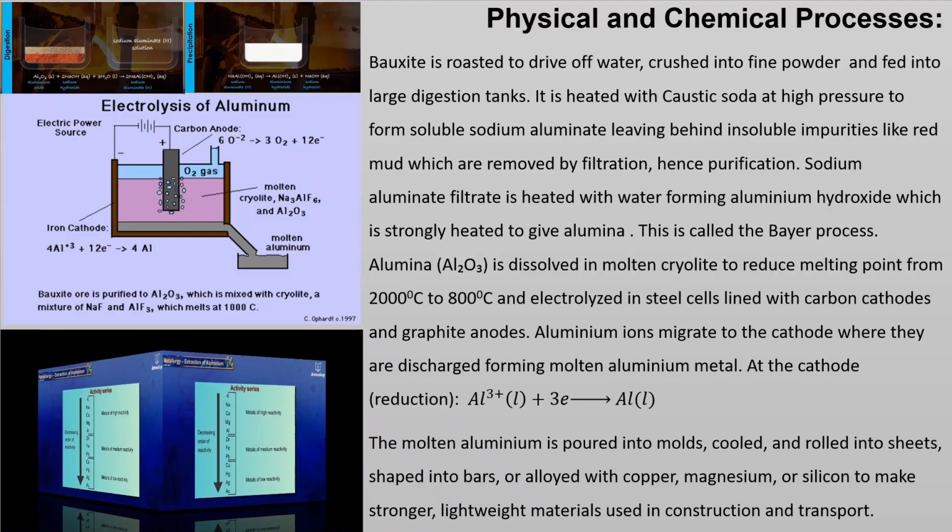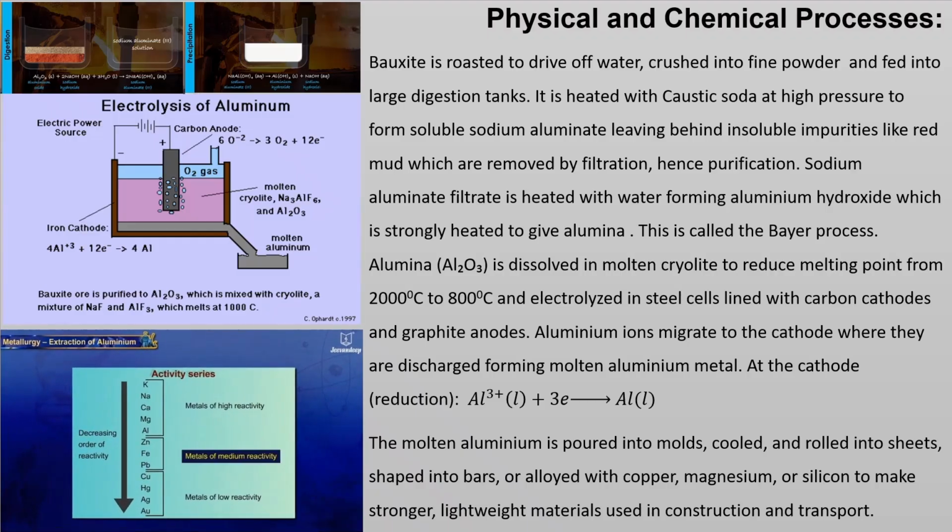The whole process of extraction of aluminium is mainly in two processes: the Bayer process of concentration and the electrolysis process. A learner can also include a conclusion there that the molten aluminium is poured into molds, cooled and rolled into sheets or shaped into bars or alloyed with copper, magnesium and silicon to form stronger, lightweight materials which are used in construction and transport.